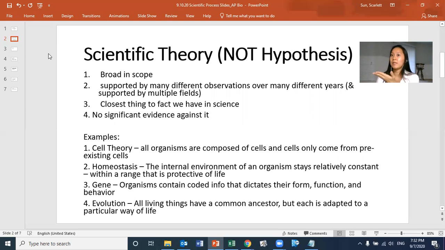That being said, if something is dead, it's not alive, but it was alive and it did have DNA. And you can even find DNA traces inside of the organism's cells even after it's dead. Okay. Number 4, evolution. Like I said, all living things have a common ancestor, but each is adapted to a particular way of life.